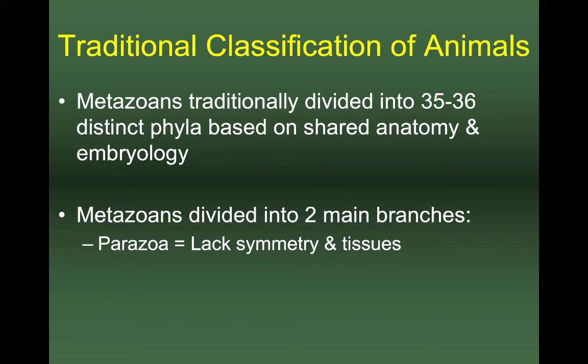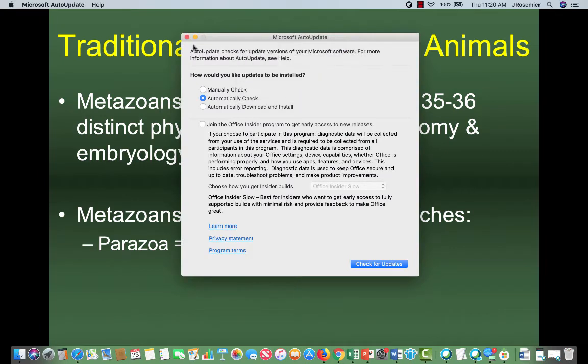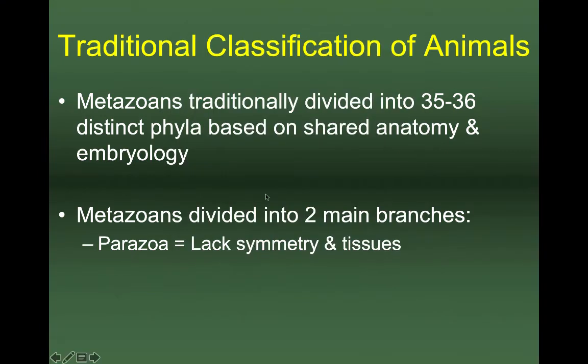The parazoans are those that don't have symmetry, don't have tissues of any kind, don't have organs. They're very, very simple, and really that's just the sponges. Don't need that in here. Hang on a second. Sorry about that.